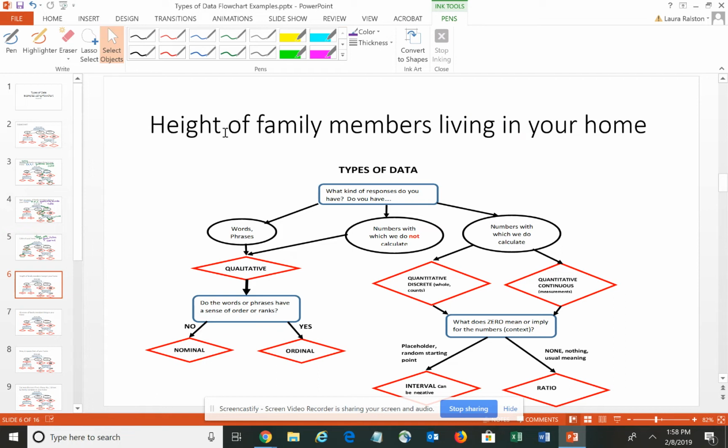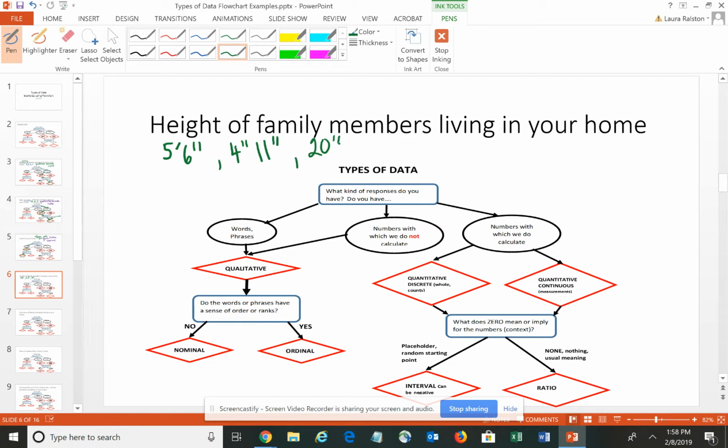All right, the height of family members living in your home. So again, think about the question and what kind of responses you would get. If I walked up to you and said, how tall are your family members? You might say something like they're 5'6". You could say they're 4'11". If it's a small infant, you might say they're 20 inches long, because we typically measure babies' lengths in inches.